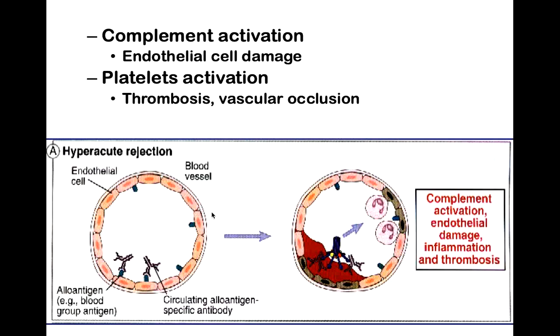What happens is that complement gets activated, you have damage of the endothelial cells of the blood vessels, then platelets get activated, then thrombosis, meaning formation of blood clots, and vascular occlusion, that means the blood vessels get blocked. If you see the endothelial cells in this figure, the blood vessels, the alloantigens are seen, and then a response is mounted which can lead to severe damage to the graft tissue, and the graft tissue gets rejected almost immediately.